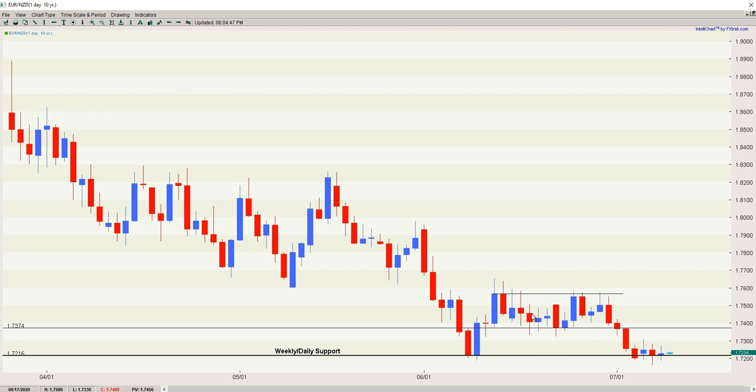He's very good at it. He came up with it, and I've never seen it before. It's pretty cool. Anyway, we had this big move down on the daily chart on the Euro Kiwi.